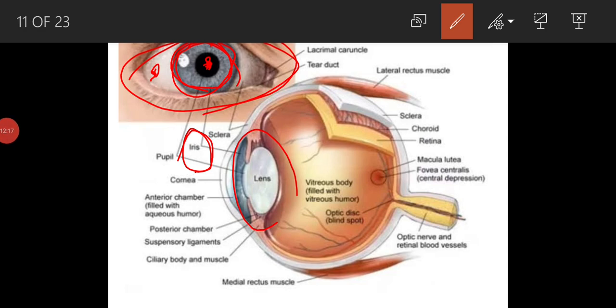Iris and pupil combinedly will help us to control the amount of light that is entering the eye, and this iris will be unique for a person. It means the iris of one person will not match with the iris of another person, just like our fingerprints. That is why nowadays in mobile phones you can see iris scanners instead of fingerprints. It means it will scan the iris of a person.